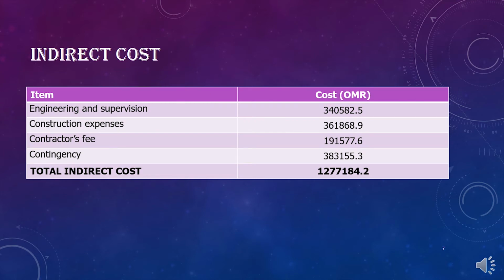Then indirect costs. Indirect costs involved engineering and supervision, construction expense, contracts and contingency. As per our calculation, the total indirect costs was found to be 1.3 million Omani Rials. So over to Al Wafa.